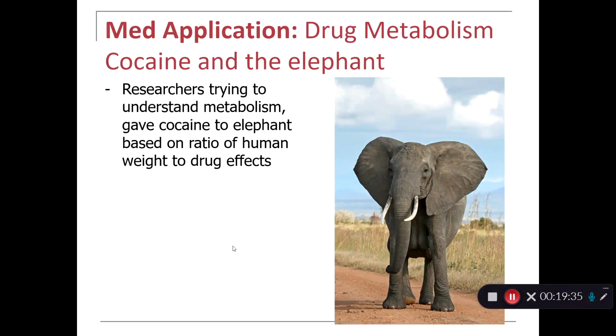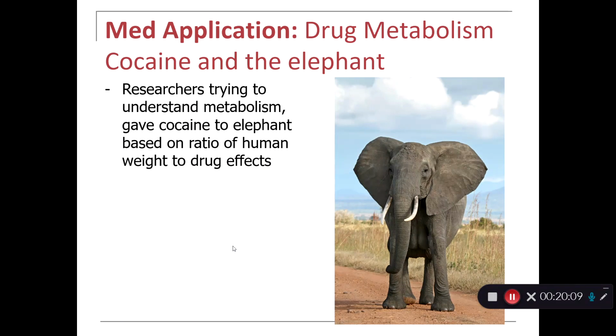Let's do a meta application: drug metabolism. There was a study in which researchers wanted to determine the metabolic rates of elephants, and for some odd reason, they thought, hey, let's check cocaine. So they gave an elephant an amount of cocaine. Cocaine has been well studied in humans. We understand the metabolic rates. We know how much can kill somebody. They know that you can't exceed a certain amount of cocaine per body weight.